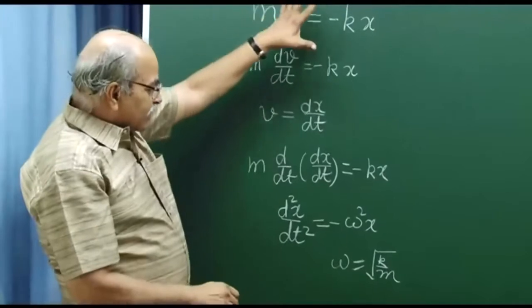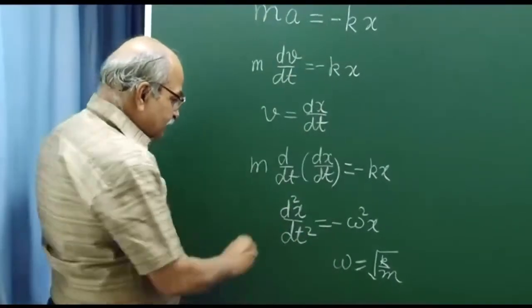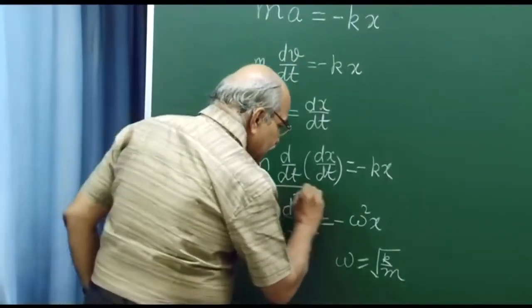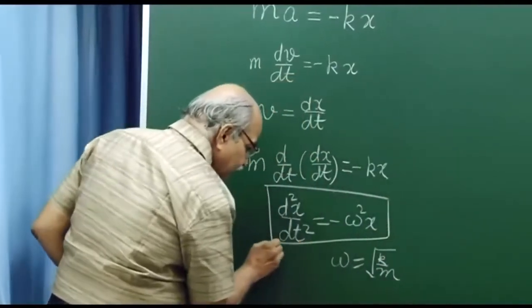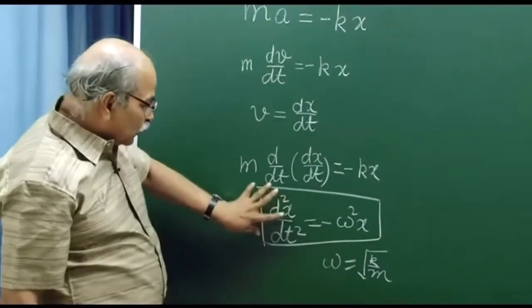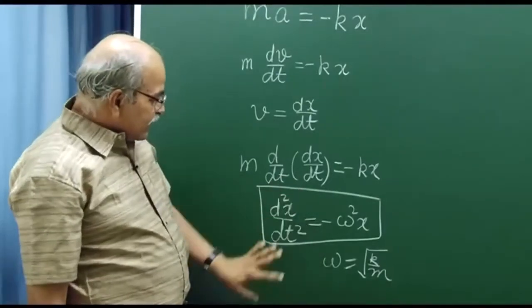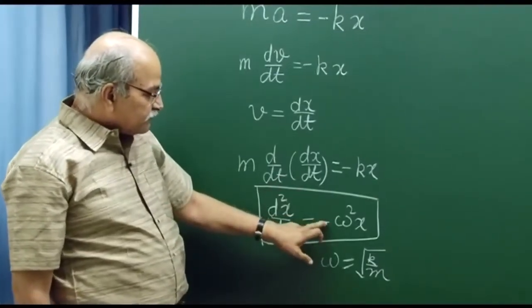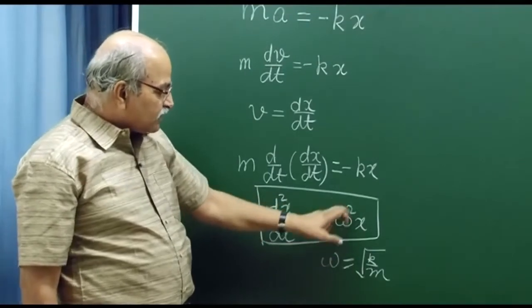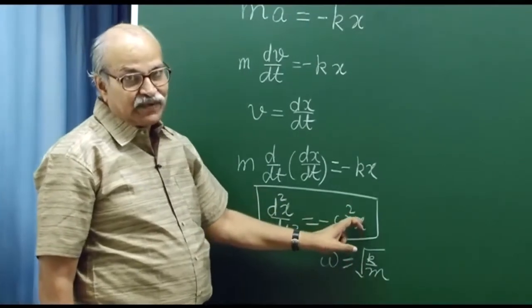Alright, so this is the kind of equation that we have. This is the basic equation for oscillations. Your acceleration, this whole thing, d2x/dt2, is nothing but acceleration. Acceleration is negative some positive constant times x. This is the basic equation.